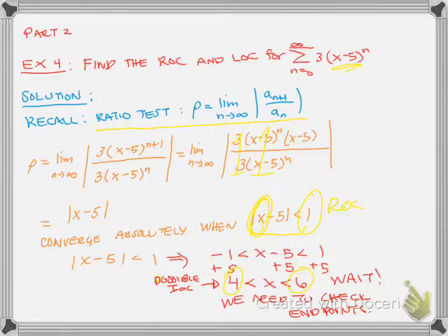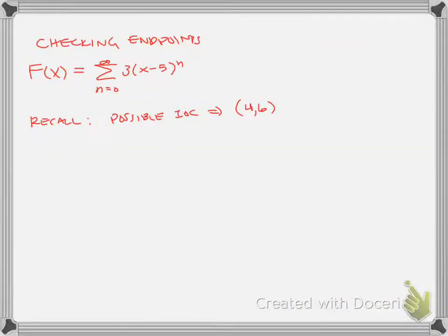Okay, so I had to go to a new slide, but to check your endpoints, you go back to your original power series and you just plug in and evaluate. So recall our possible interval of convergence. It's not really just possible, it is our interval of convergence, it's just without checking endpoints. That's why I call it possible, but you just have to make sure you check those endpoints. So you need to evaluate f of 4 and f of 6.